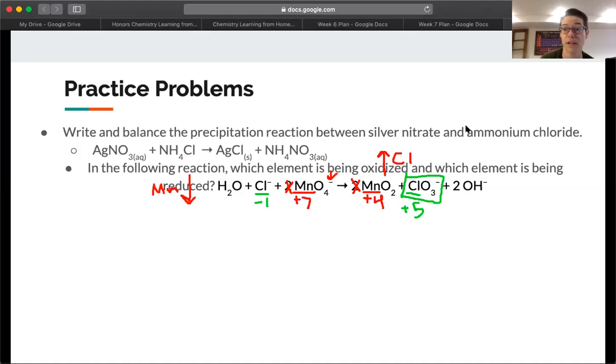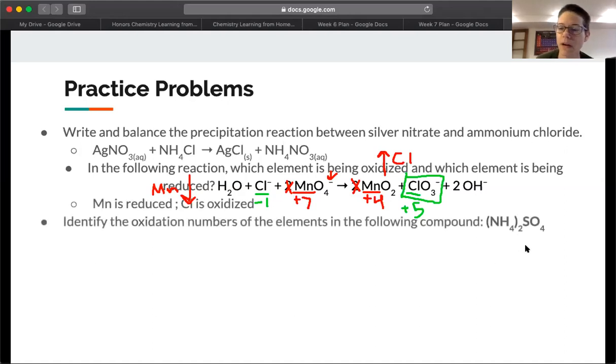So little crash course right there. Okay, identifying oxidation numbers there. 2 of those are super easy.